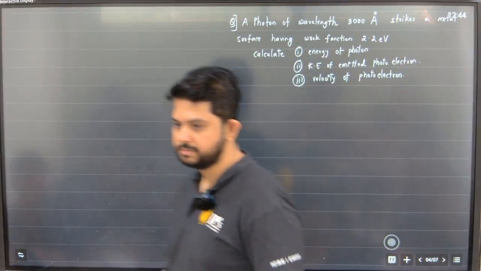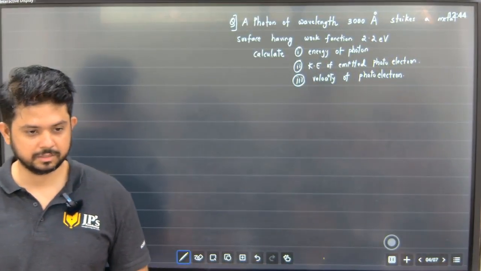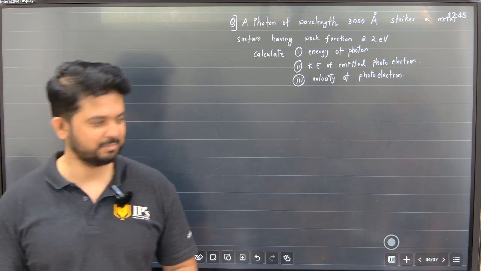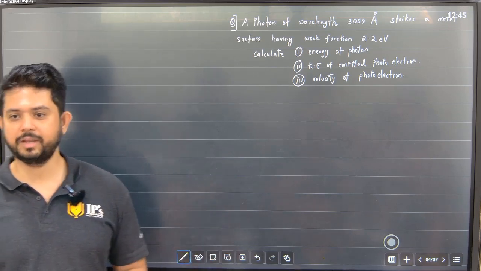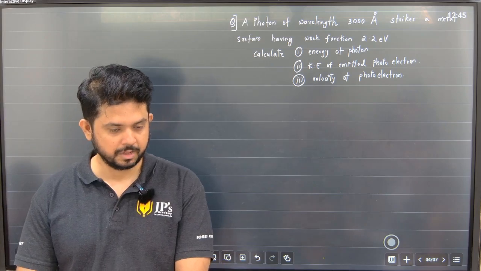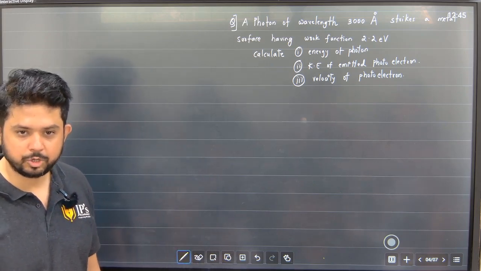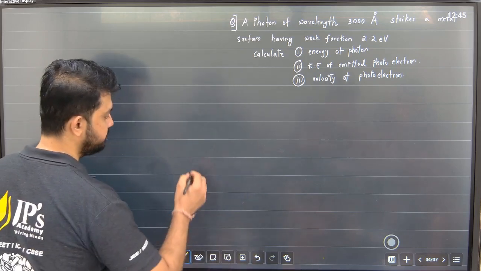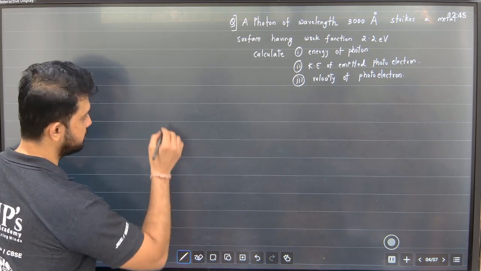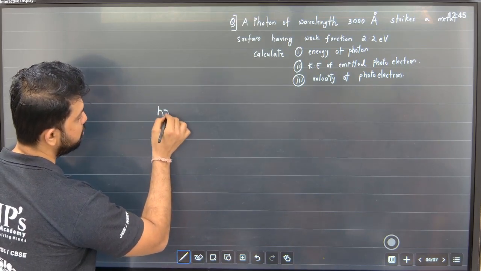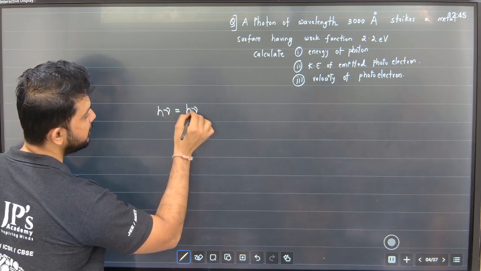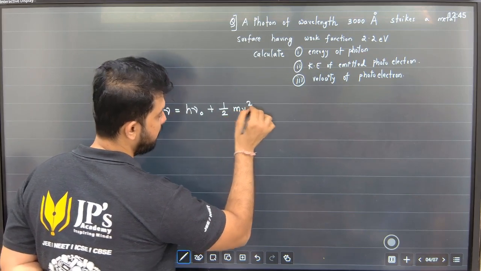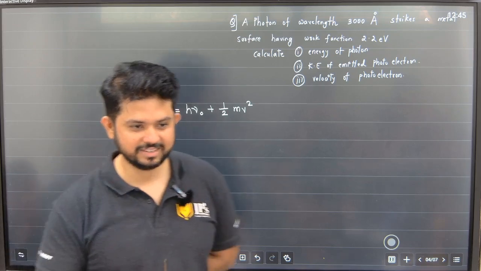Okay, last class we completed the photoelectric effect. Let's do some basic numericals on the photoelectric effect. Before we directly jump into the numericals, can someone give me what was the photoelectric equation? Excellent. h nu is equal to h nu naught plus half mv squared.